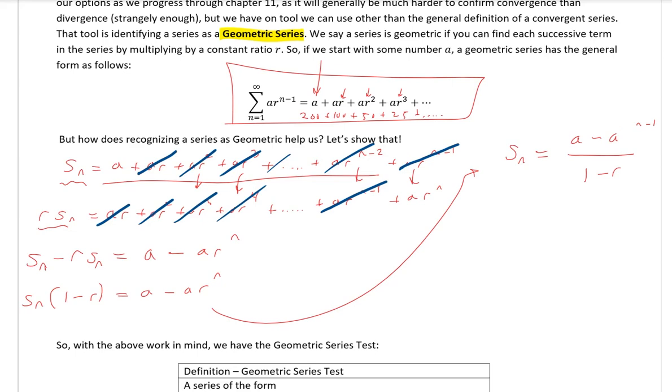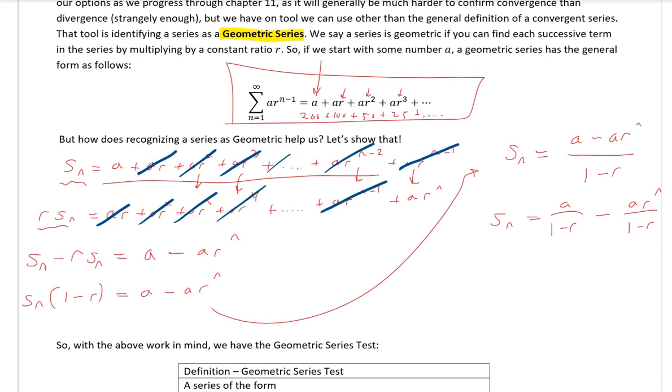That should be a times r to the n, yeah. I can factor out an a from this and just have this as a times 1 minus r to the n over 1 minus r. Or actually, I don't even need to do that. I can just split this into two fractions right now. I can just have a over 1 minus r minus ar to the n over 1 minus r. Yeah, that's all I really need to do.